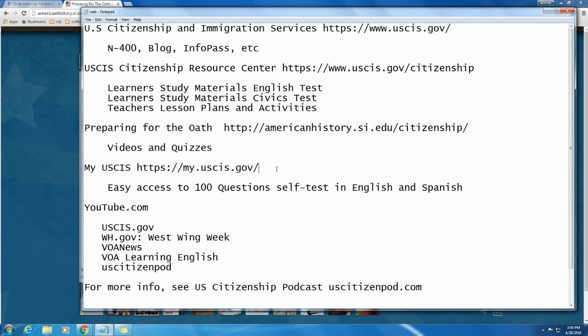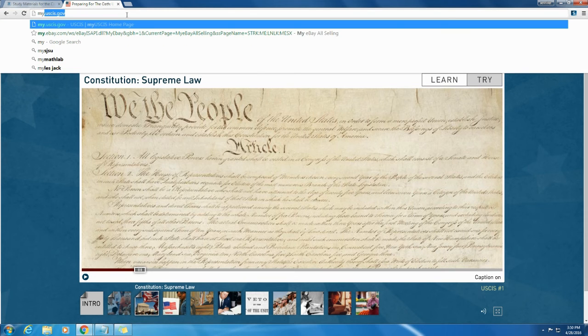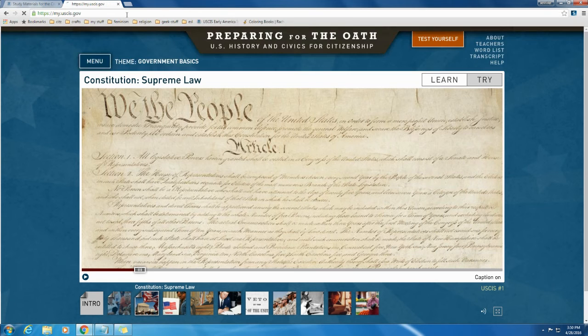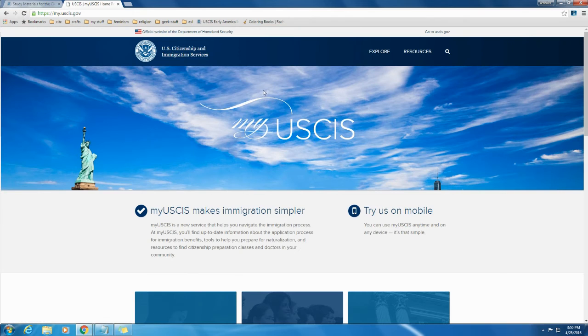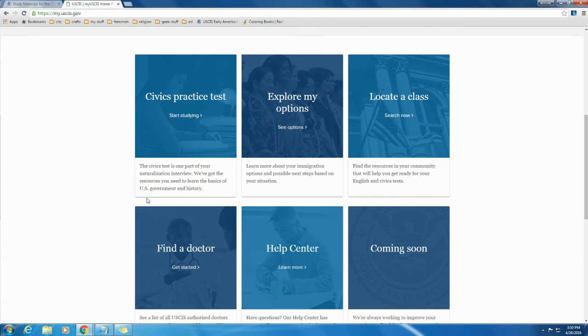Another website that USCIS is trying to develop to give you easy access to the 100 questions is my.uscis.gov. So let's go to the address bar, my.uscis.gov. Here is a very simple way to access information. You could practice for your citizenship test. You could take a look at the path for immigration.